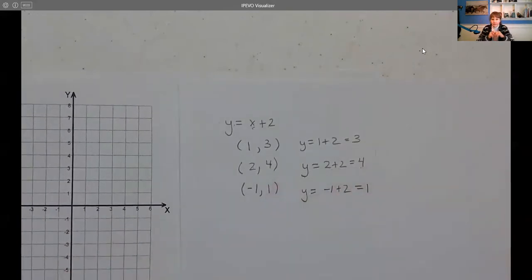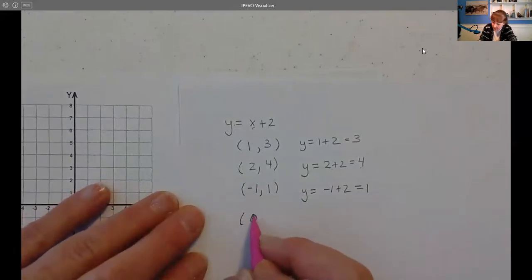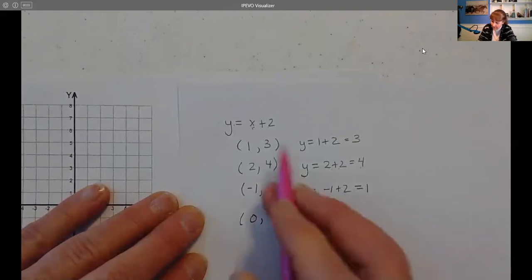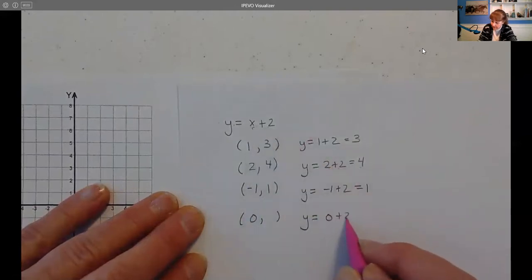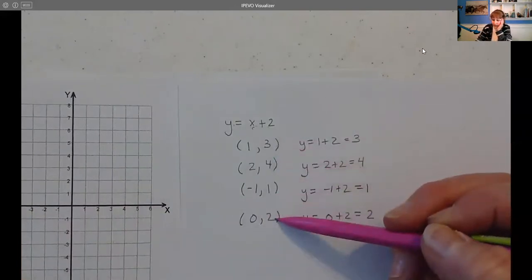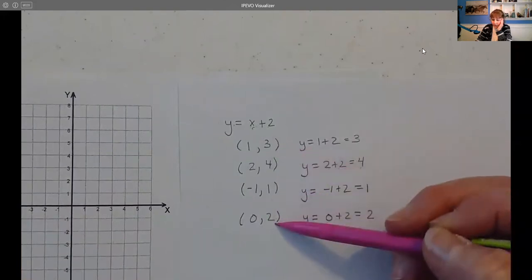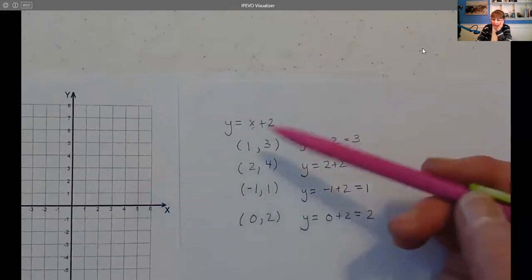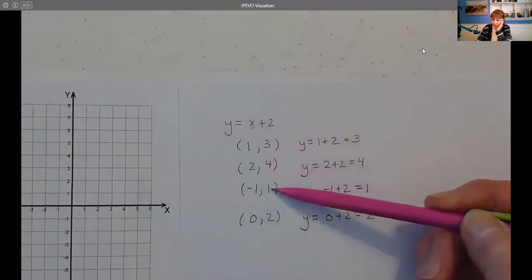Let's go ahead and find another one. Let's make x 0. Zero is a nice number to work with, pretty easy. So if x is 0, then 0 plus 2 is 2. Well, what I'm going to do now is take these ordered pairs and plot them on my graph, and we're going to see what we've got. So I'm going to take (1, 3), (2, 4), (-1, 1), (0, 2).